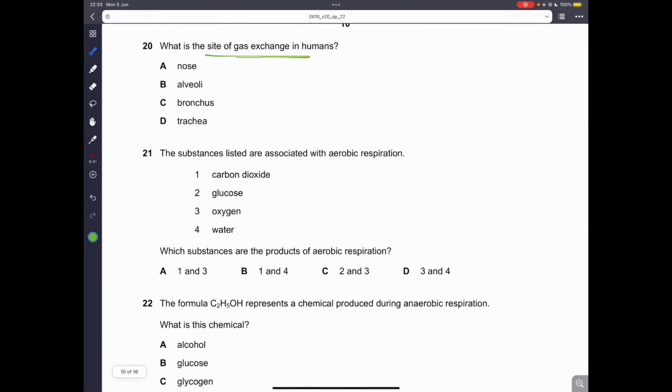Question 20. What is the site of gas exchange in humans? Well, this is basically the alveoli. The alveoli exchange the carbon dioxide and the oxygen, so B is the correct answer.